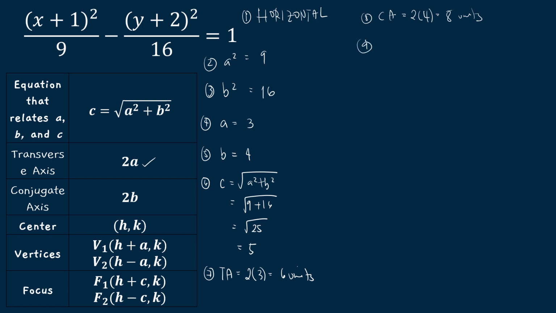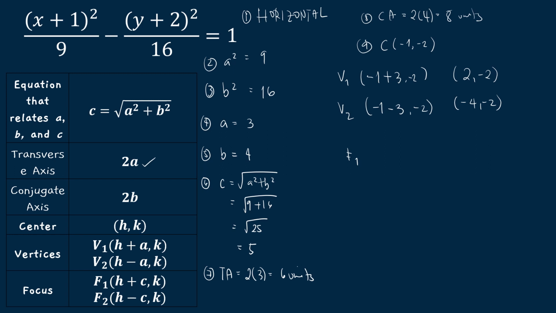Number 9 is your center, which is negative 1, comma negative 2. And finally, we can now have our vertices. V1 is h, which is negative 1, plus the value of a, which is 3, comma k, negative 2. So the final answer would be positive 2, comma negative 2. And for your V2, just change from plus to minus, and that is negative 4, comma negative 2.